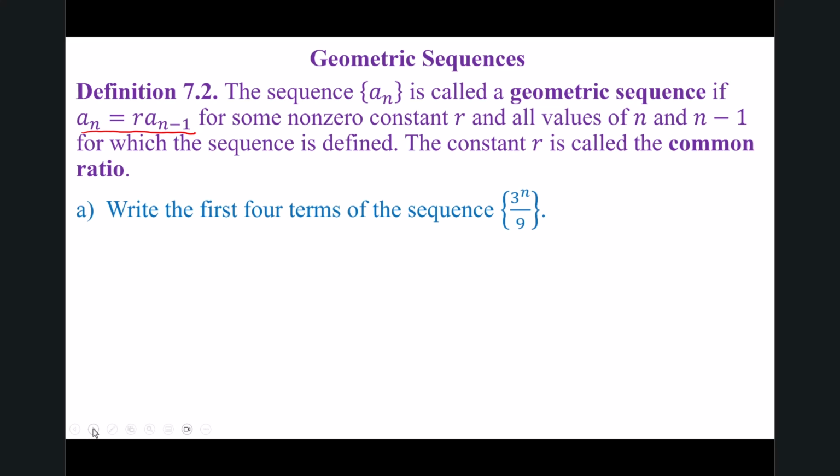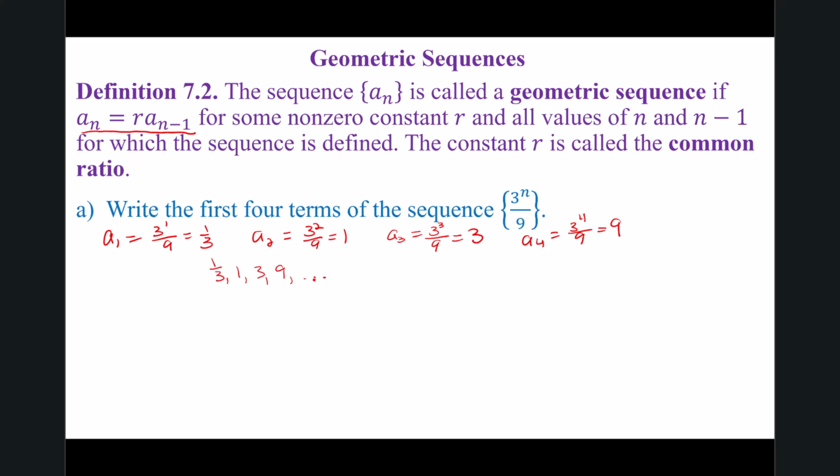So if I want to write the first four terms of this sequence, let's write this out. A sub 1 would be 3 to the first power over 9, or 1/3. A sub 2 would be 3 squared over 9, which is 1. A sub 3 would be 3 to the third power over 9, which is 27 divided by 9, or 3. A sub 4 would be 3 to the fourth power over 9, which is 81 divided by 9, or 9. So our terms are 1/3, 1, 3, 9, etc.